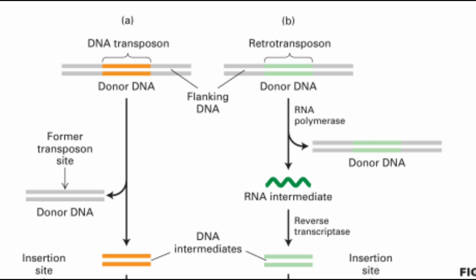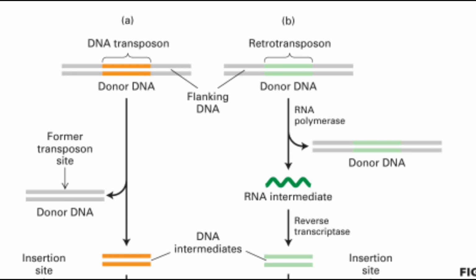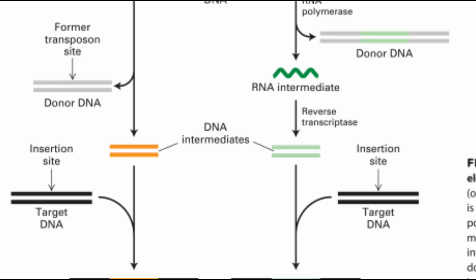Difference between the retrotransposon and DNA transposon. So a retrotransposon replicates through an RNA intermediate, which is then reverse transcribed into DNA. It has reverse transcription. The RNA intermediate is converted into DNA by the enzyme reverse transcriptase. Then the result is that the DNA copy is integrated into a new location in the genome.